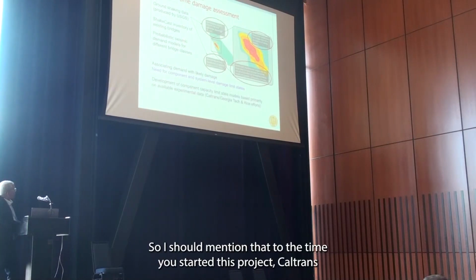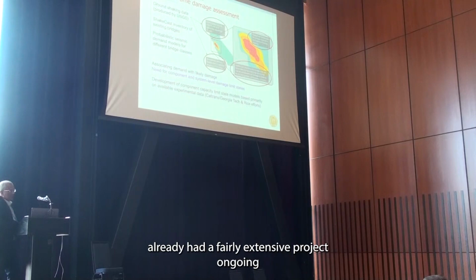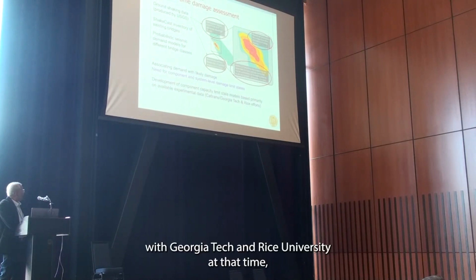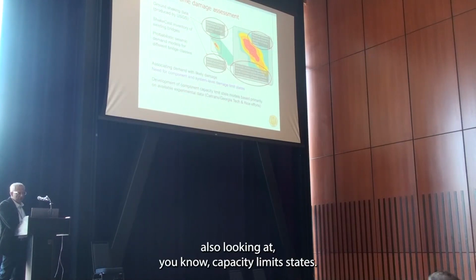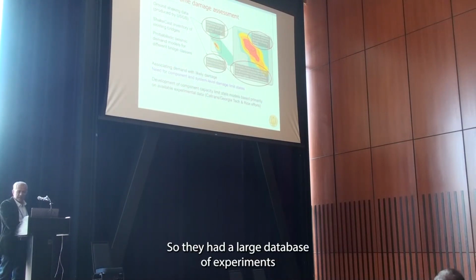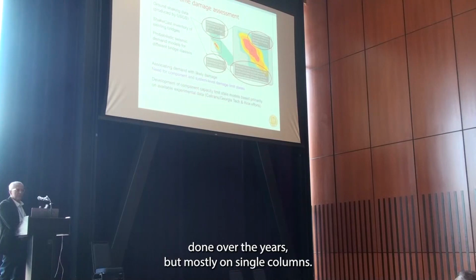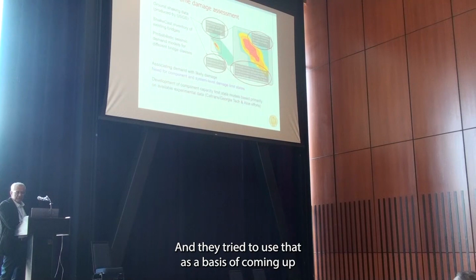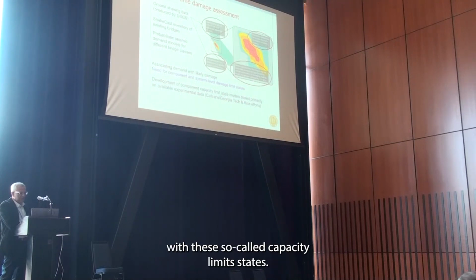So I should mention that at the time we started this project, Caltrans already had a fairly extensive project ongoing with Georgia Tech and Rice University at that time, also looking at capacity limit states. But they focused mostly on experimental data. So they had this large database of experiments done over the years, but mostly on single columns. And they tried to use that as a base of coming up with these so-called capacity limit states.